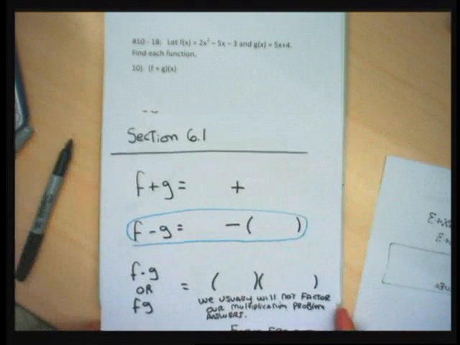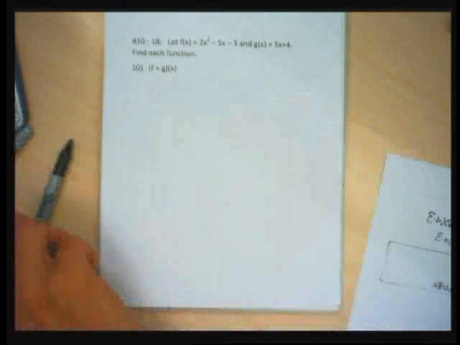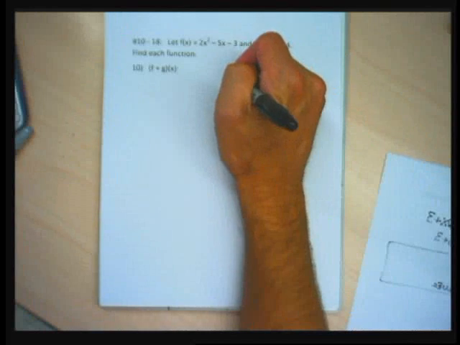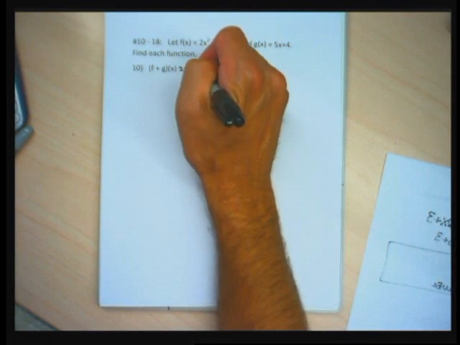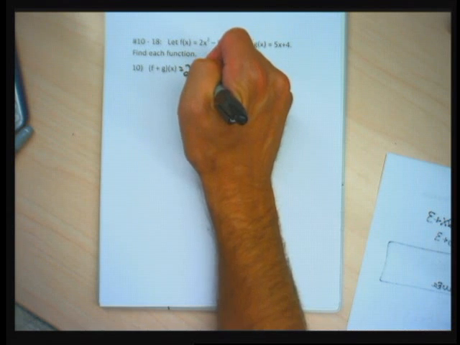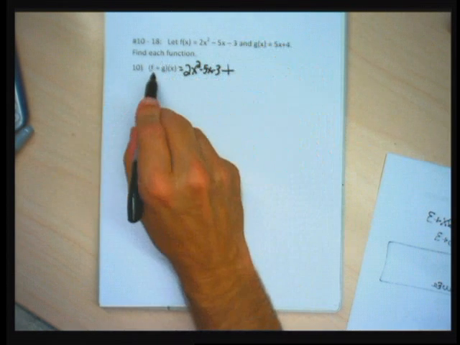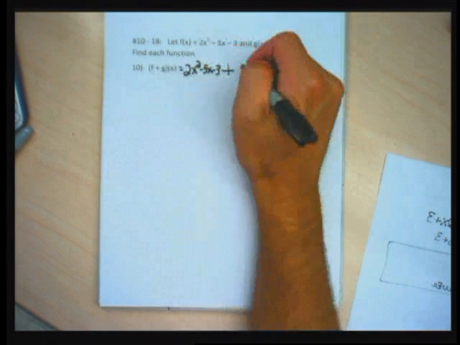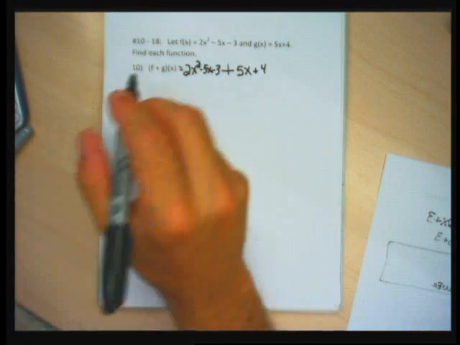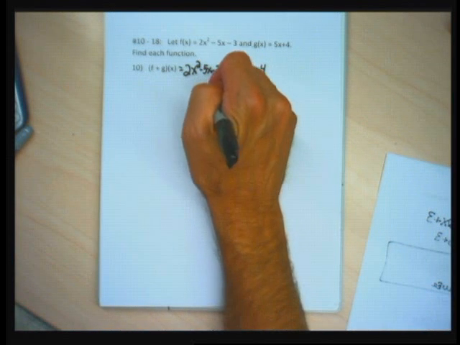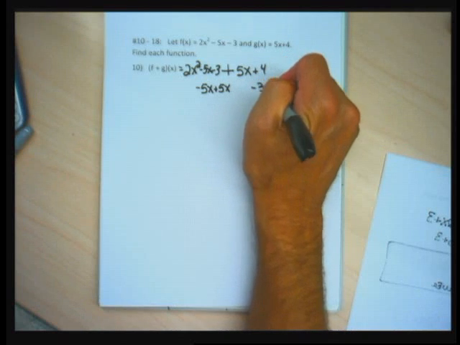I just did a plus problem. I'm going to do another plus problem, and in plus problems I don't need parentheses. So to do number 10, I'm going to start off with my plus sign that's between the f and the g. I'm going to write the right side of the f function first because that's written first, so 2x squared minus 5x minus 3. Then this plus sign between the f and the g, and then after it, the right side of the g function, which is 5x plus 4. To simplify, I'm just going to combine like terms, which is minus 5x plus 5x and minus 3 plus 4.